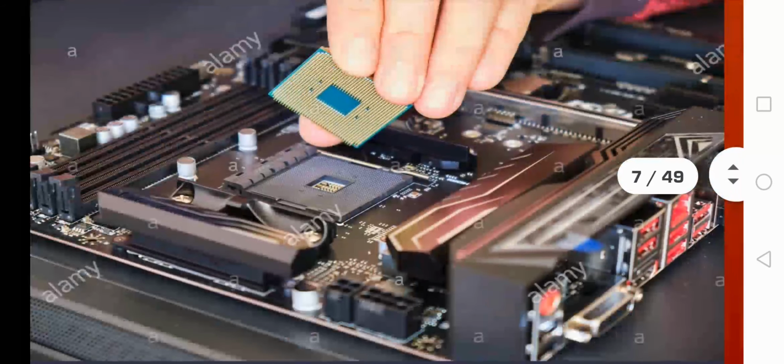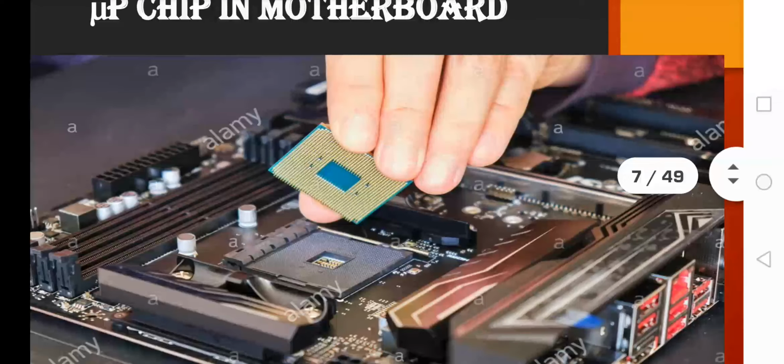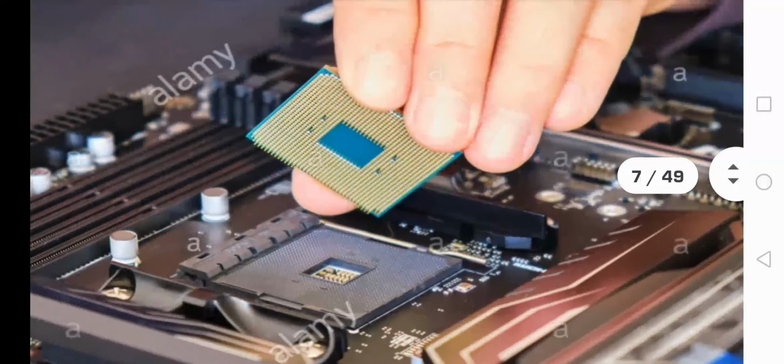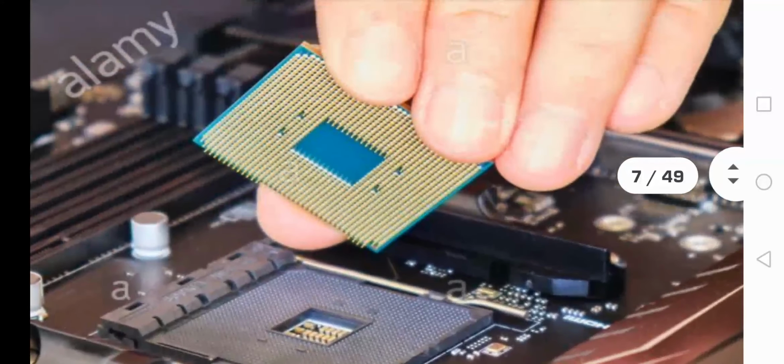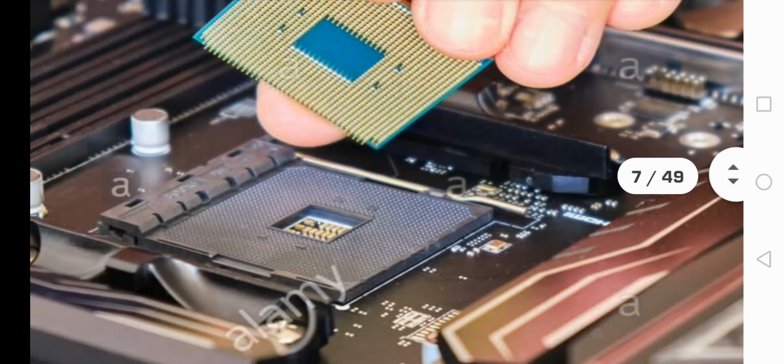So actually this is a motherboard. I showed you one figure in the first slide. This is the actual representation of your motherboard, and this is where your microprocessor is placed. The processor is present in the person's hand, and he is going to place it in the corresponding slot. This is a slot which accommodates a microprocessor. So the processor is going to be placed in this particular slot in the motherboard.